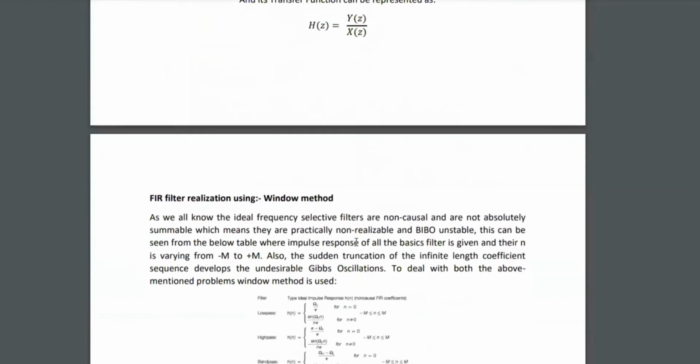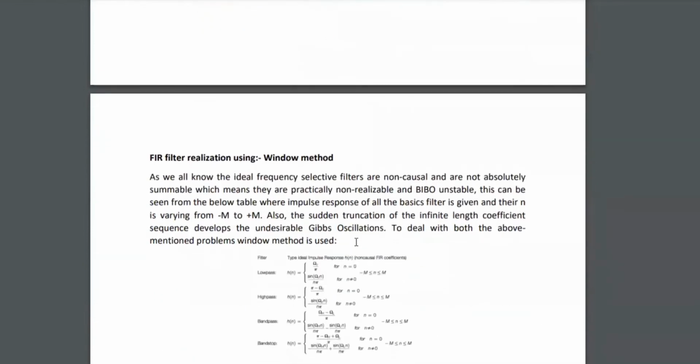FIR filter realization using window method. As we all know, ideal selective filters are non-causal and are not absolutely summable, which means they are practically non-realizable and BIBO unstable. Also, the sudden truncation of the infinite length coefficient sequence develops the undesirable Gibbs oscillation. To deal with both of the mentioned problems, we will use the window method.